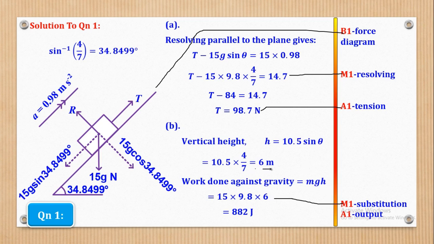Then for part B, M1 is for substituting in the formula for work done against gravity, but this height must also be shown. You don't just do it as side work, but it has to be shown on paper. Then A1 is for the final answer, which is the work done against gravity. So basically that's how the 5 marks could come about.